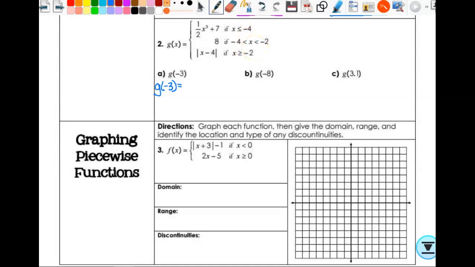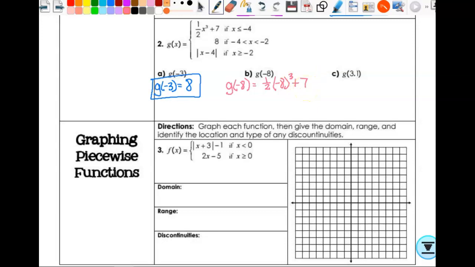So what is g of negative 3? 8. No work there at all. Because g of x equals 8, and only 8, between negative 4 and negative 2. Okay. All right, so then g of negative 8, that's the first, good, because it's less than negative 4. So that's 1/2 times negative 8 cubed plus 7.